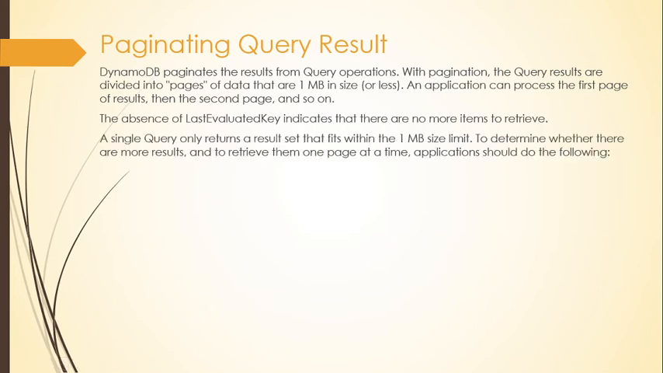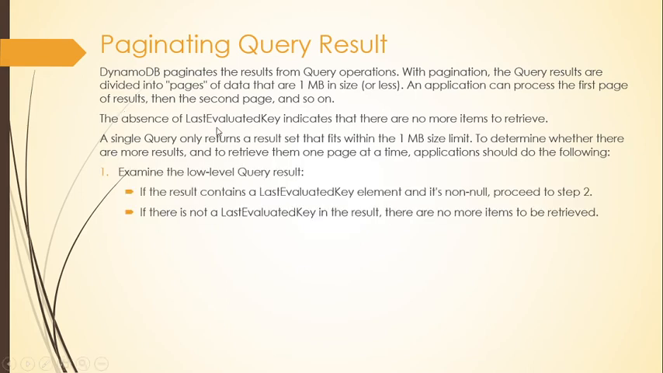A single query only returns a result set that fits within the 1 MB size limit. To determine whether there are more results and to retrieve them one page at a time, the application should do the following steps. If you have more data and want to do multiple queries, you can follow these steps. First, examine the low-level query result. If the result contains a LastEvaluatedKey element and it is not null, proceed to step 2. If there is no LastEvaluatedKey in the result, there are no more items to be retrieved.